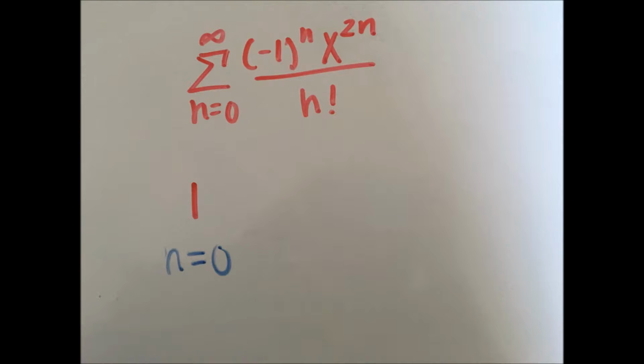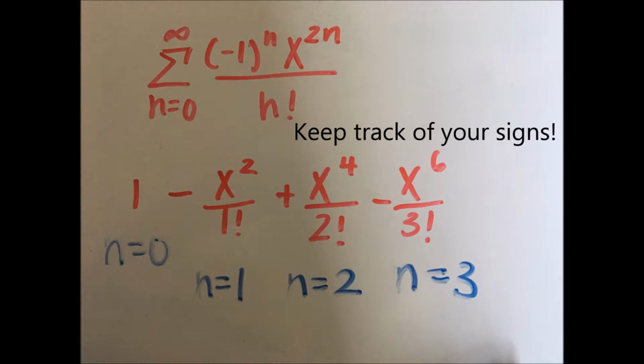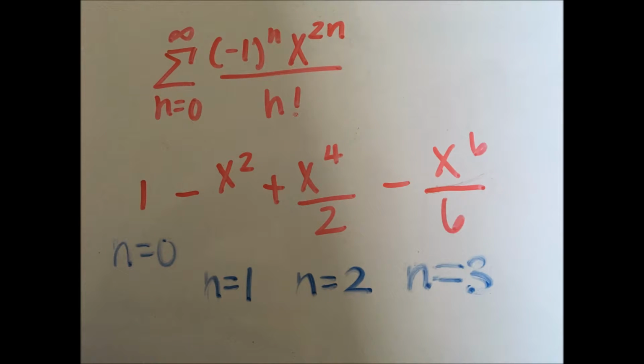So as defined by our power series, we start from n equals 0 all the way to n equals 3, since we need 4 terms. N equals 0 gives us 1, n equals 1 gives us negative x squared, n equals 2 gives us x to the 4th power all over 2, and n equals 3, which is our 4th non-zero term in the Taylor series, gives us negative x to the 6th power all over 6.